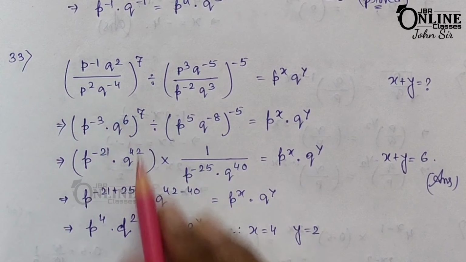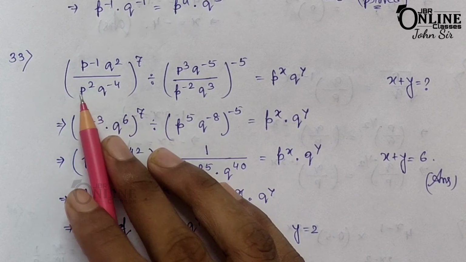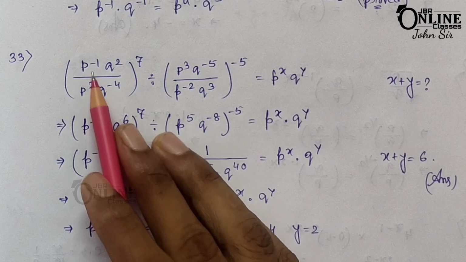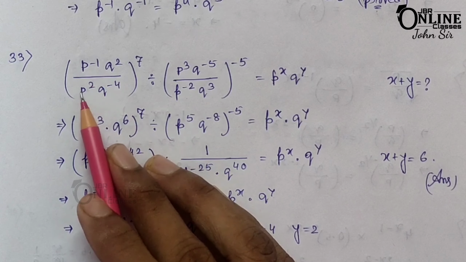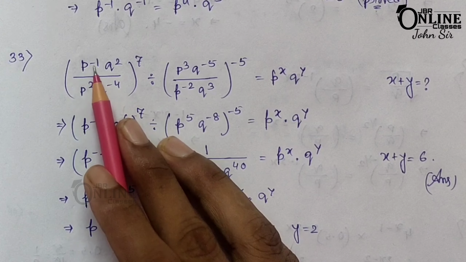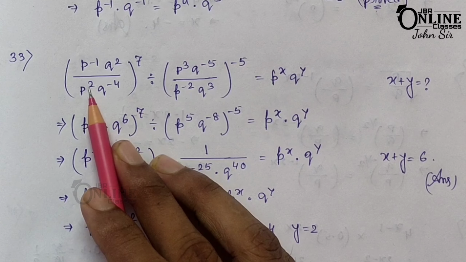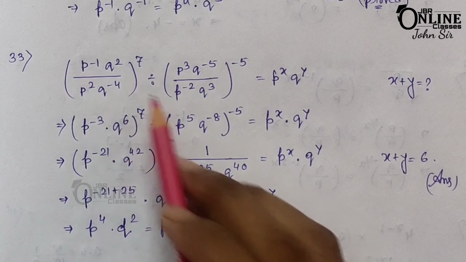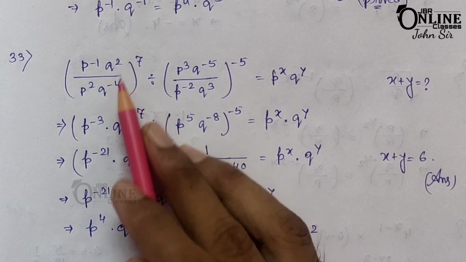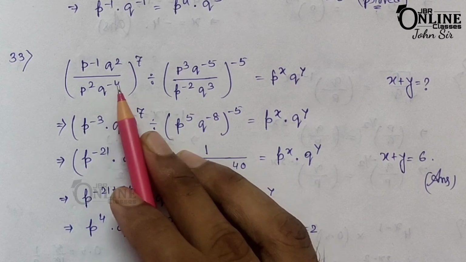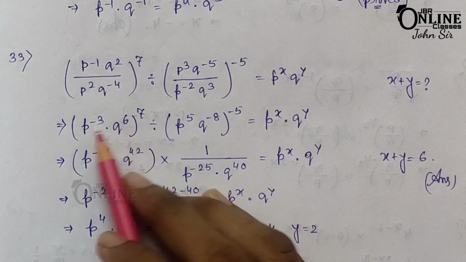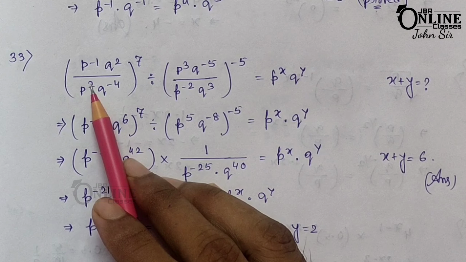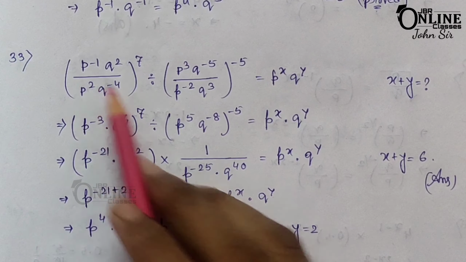Next, 33. (p inverse q square by p square q to the power minus 4) whole to the power 7. Okay. So here p to the power minus 1 divided by p to the power 2. So here as divided, that means the power will be subtracted. So minus 1 again minus 2, it's minus 3. Okay, directly. Again here q to the power 2 minus minus 4, that means 2 plus 4. So q to the power 6. I hope you know the formula.